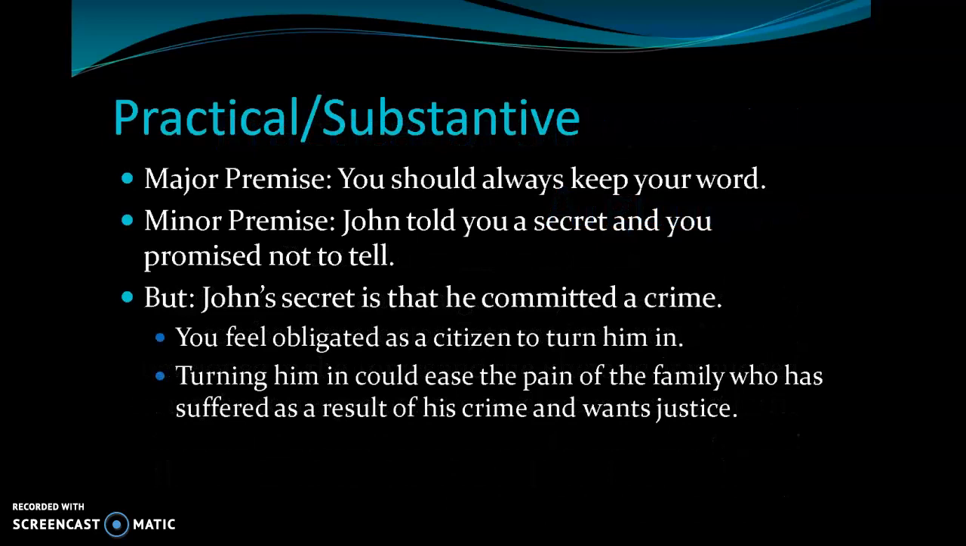So for instance, same major premise, we should always keep our word. Same minor premise, John tells us a secret and we promise not to tell. But in this case, we have to consider the context. John's secret is that he committed a crime. And as a citizen, we feel obligated to report him. And we know that in doing so, we could ease the suffering of those involved. So the outcome may change. Even though the major and minor premises are the same, the outcome may change because the context matters.